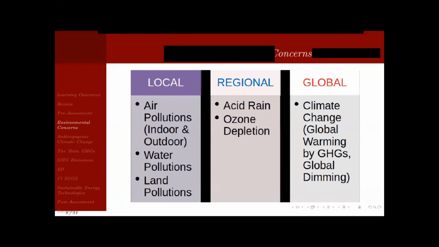Under air pollution, again, you have two subcategories, indoor and outdoor. Somebody mentioned smog. Yeah, that's outdoor air pollution. But what about indoor air pollution? What does it mean? Who wants to try indoor air pollution? Anybody want to try?